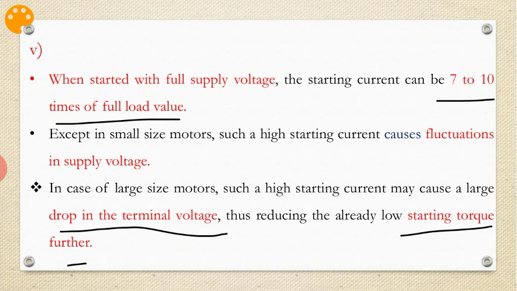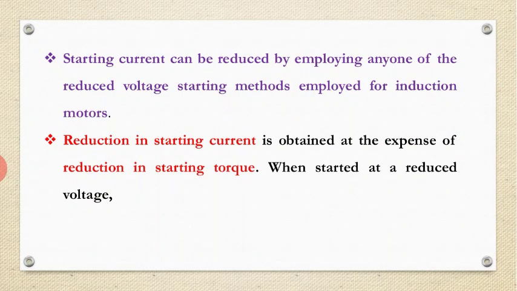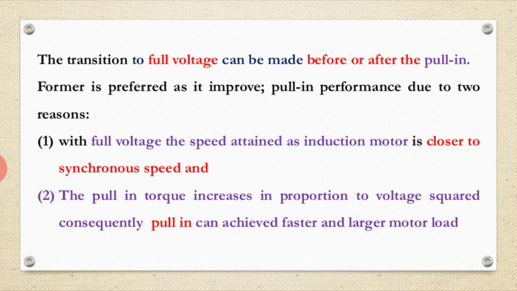So here the starting current can be reduced by employing any one of the reduced voltage starting methods employed for induction motors. The reduction in the starting current is obtained at the expense of a reduction in starting torque. As in the methods of starting of induction motors that I have discussed, if you go for reduced voltage, the starting torque also reduces.